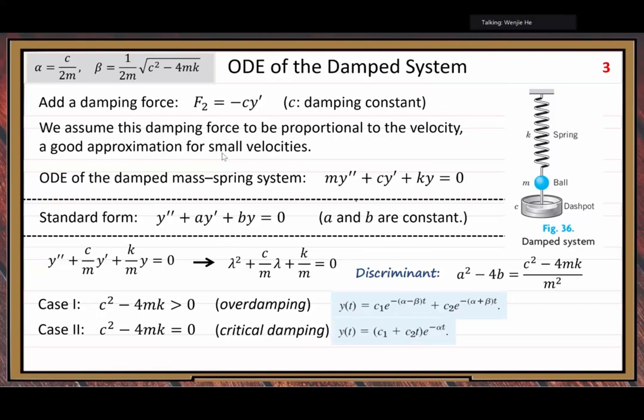Then its solution, we know, has the form where beta equals 0. In this case, beta equals 0, so we only have the alpha part, C1, C2. For C2, there is a t.